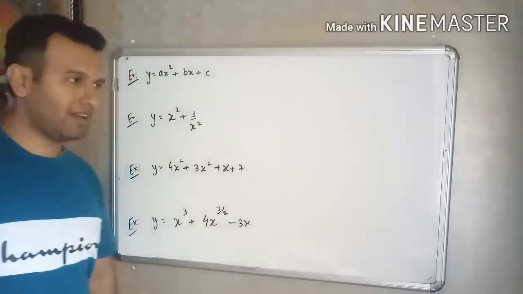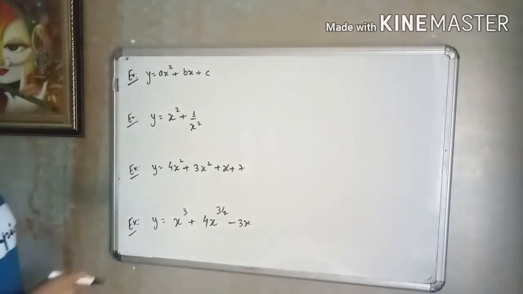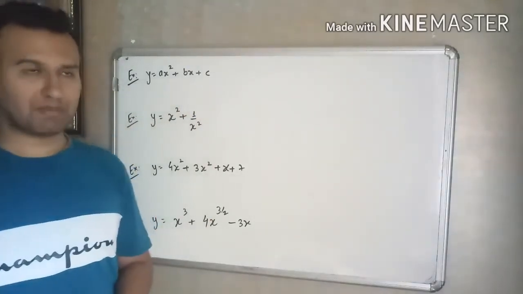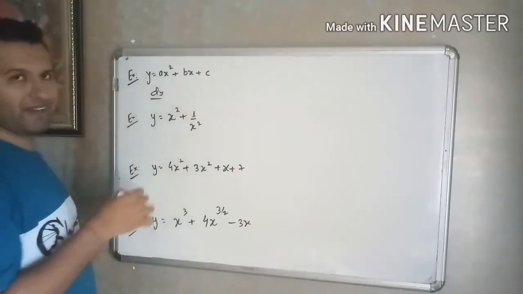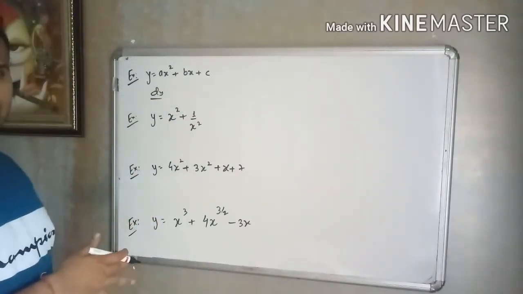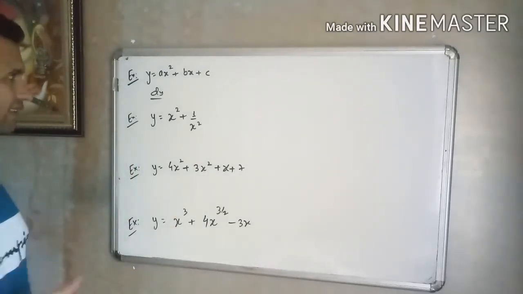So let us take a few more examples. We just have to find dy by dx in this case. So this is the first example here: y equal to ax square plus bx plus c. We have to find out dy by dx. In all these cases, you have to find dy by dx. You can pause the video here and try all these 4 questions yourself. I'll just give you the answers for this.